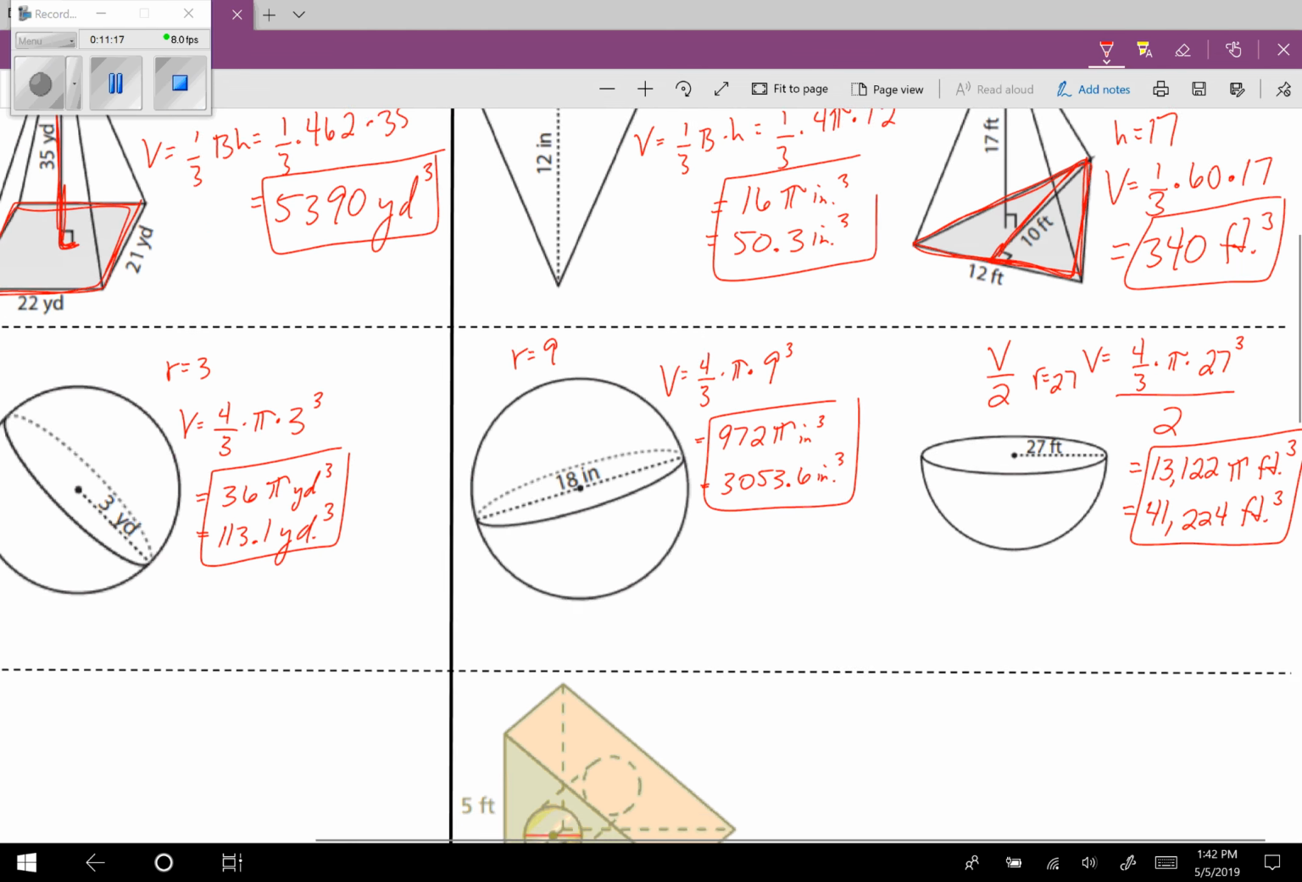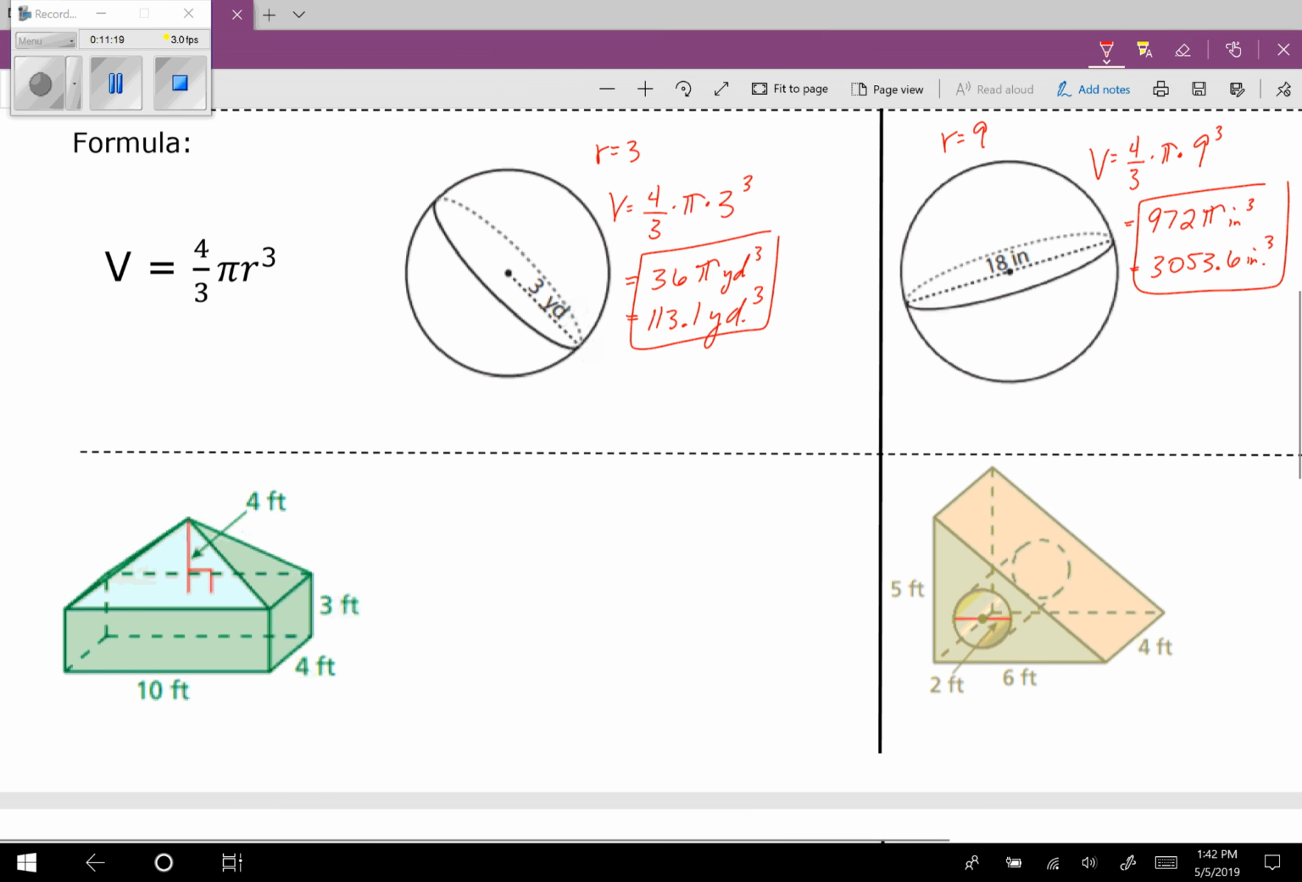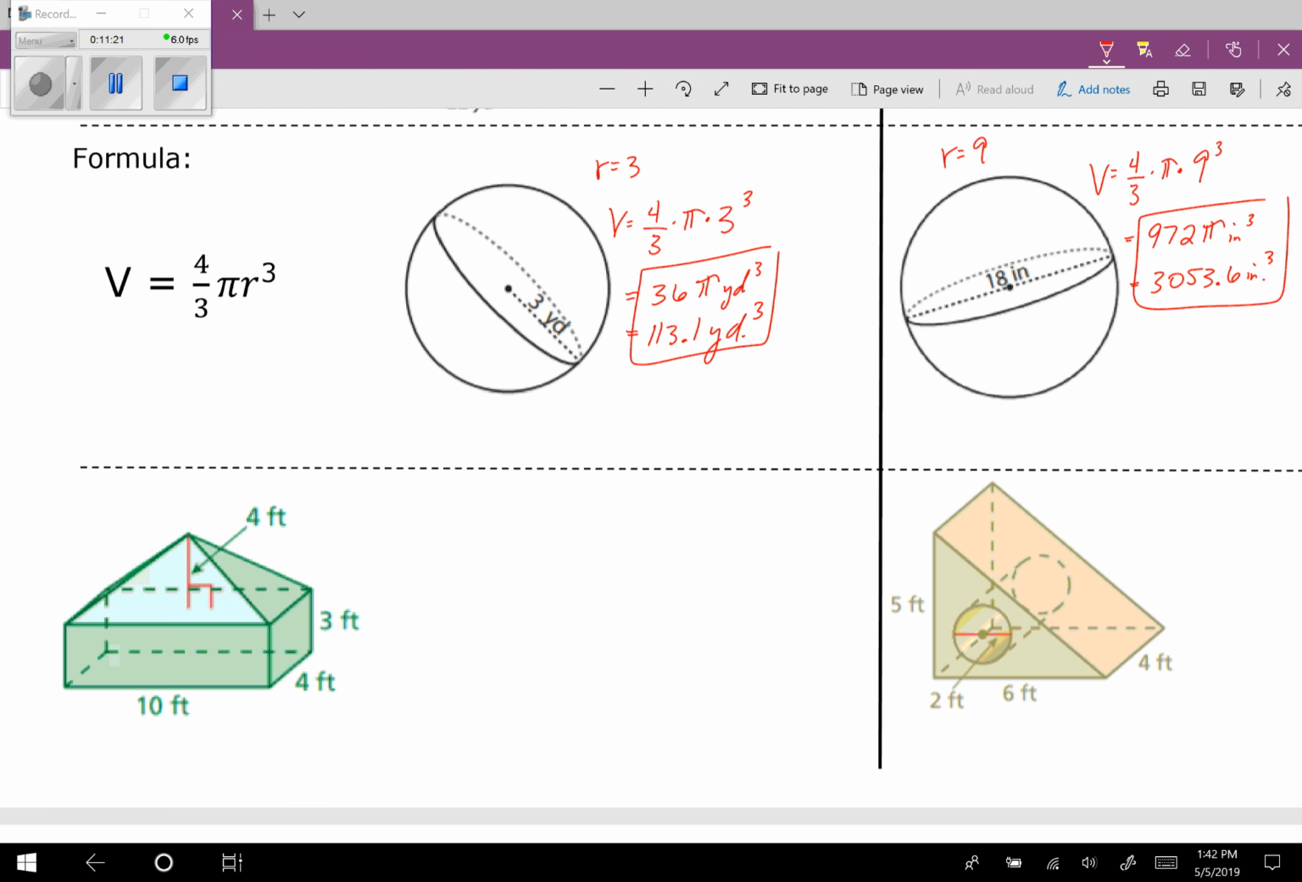All right. Now we'll go to composite figures here. We've got 2 examples. Volume of the composite figures is a little bit easier than surface area because you're either adding or you're subtracting. And you don't have to really worry about what's overlapping and what's not. So this first one, we have a pyramid and a rectangular prism. So our total volume would be volume of the pyramid plus volume of the prism.